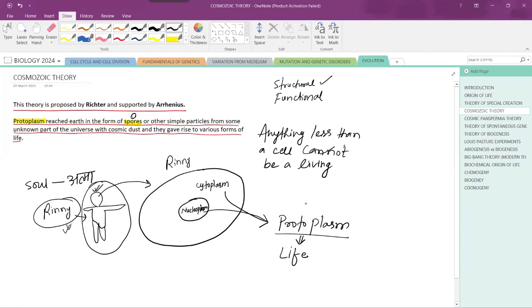So now you know what is protoplasm. Cytoplasm and nucleoplasm together are called protoplasm. Okay. And protoplasm minus cytoplasm is called nucleoplasm. And protoplasm minus nucleoplasm is called cytoplasm. Okay. Understood?